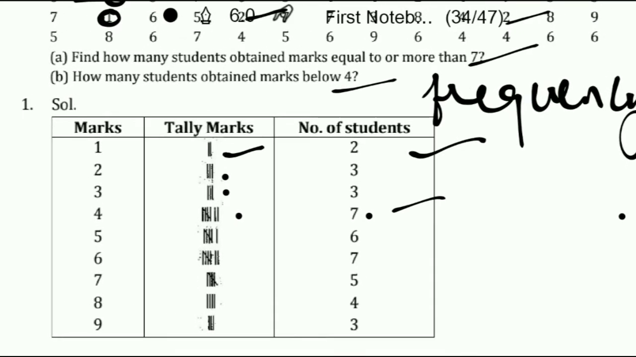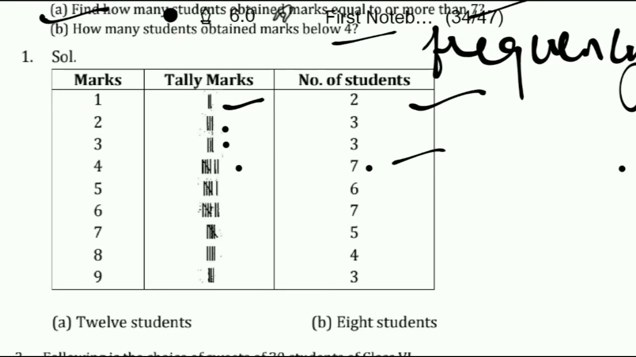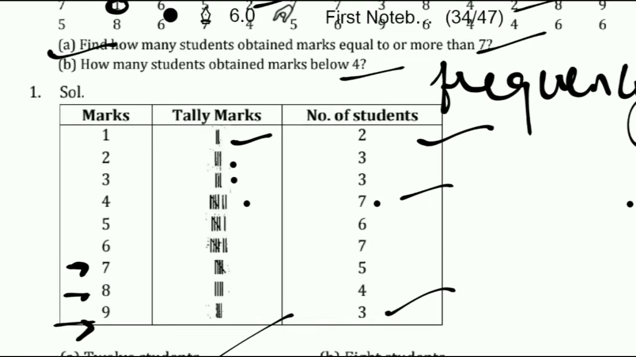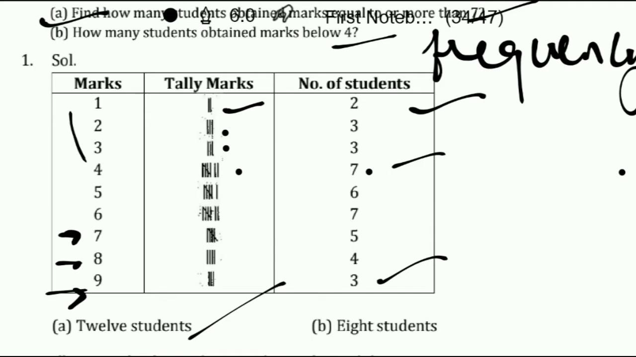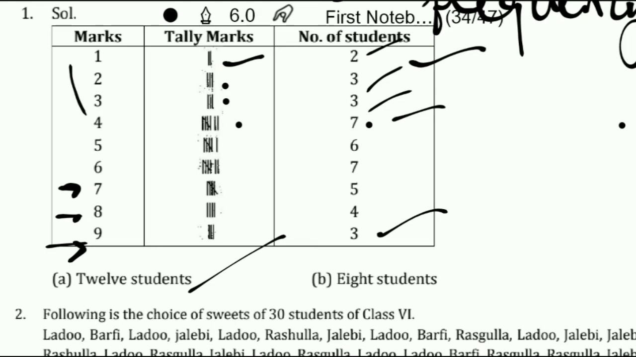Now the first question, find how many students obtained marks equal to or more than 7. Okay, so how many are there equal to and more than 7? See, 7 is this one, it means 7, 8 and 9. So 5 plus 4, 9 plus 3, 12. 12 students get marks equal to 7 or more than 7. Next question is, how many students obtain marks below 4? Below 4 means 3, 2, 1. 3, 3 and 2. It means a total of 8 students get marks below 4.